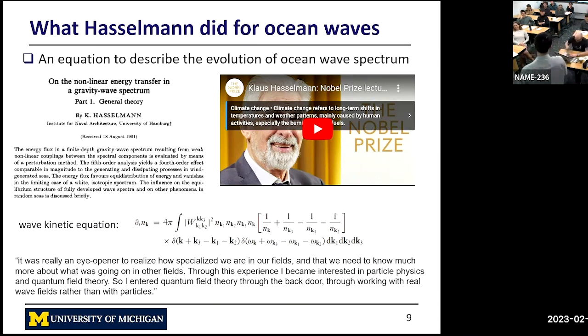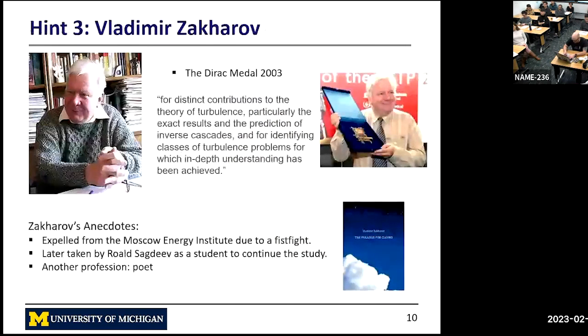Okay, so now we have this equation which tells us how waves interact with each other, but how is that related to the parallel solution in the waves? So now we need to bring up the third person, Vladimir Zakharov. He got a Dirac Medal in 2003 due to his work in wave turbulence. You are probably less familiar with the Dirac Medal, but it is actually the highest honor in theoretical physics. Here is a quote: "For distinct contribution to the theory of turbulence, particularly the exact results and the prediction of inverse cascades, and for identifying classes of turbulence problem for which in-depth understanding has been achieved."